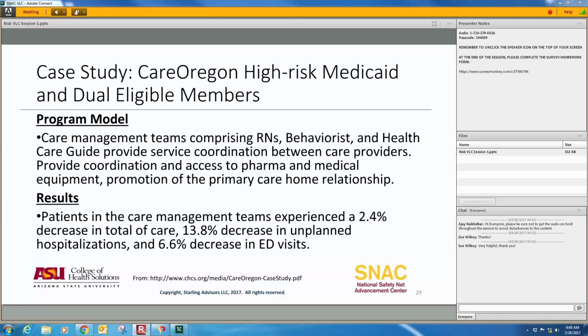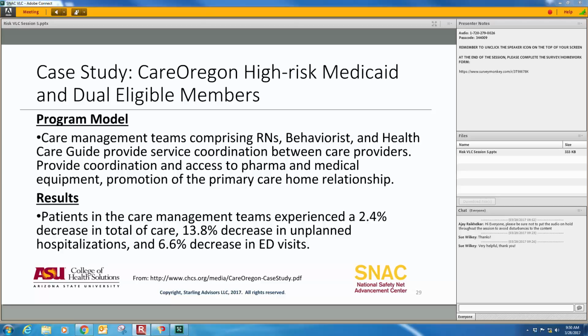And in this model, what they're doing is coordinating access to both pharmacy and medical equipment, and promoting and supporting the role of the primary care home relationship. So making sure that those patients are empaneled to the primary care home and that they have a care navigator who's helping to facilitate that for them.